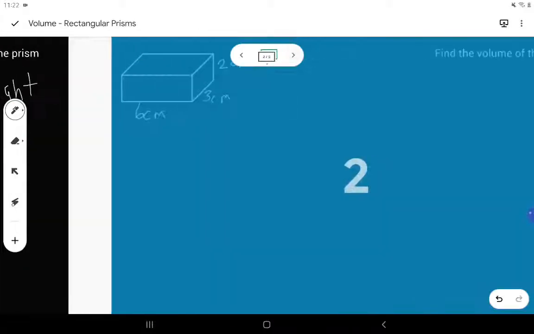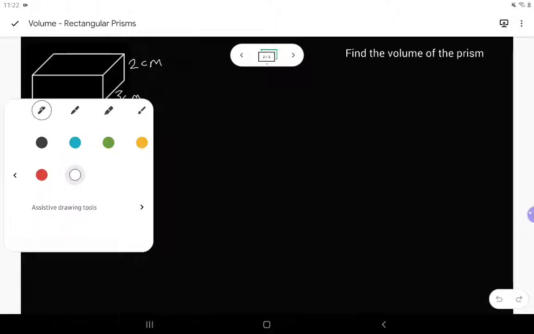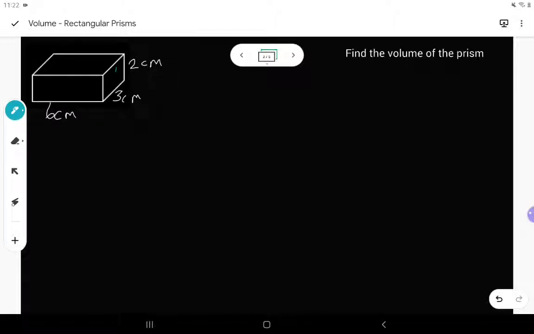Now I'm going to show you, I have the same prism here, and I just want to show you a rectangular prism is special. I could look at any of my rectangles and say it was the base. So let's say I picked this rectangle on the side instead of being on the bottom. Let's say I picked this one here, the one on the side, as my base.